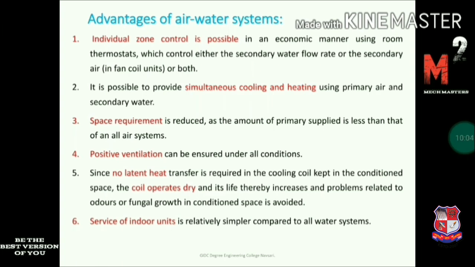That is because we only transfer the sensible load to the water line. So we will not face the problem of condensation of the water, and we will not face the problem of drain water in this system. So there are no problems related to odor or fungal growth in the conditioned space. The service of the interunit is relatively simple compared to the all water system.